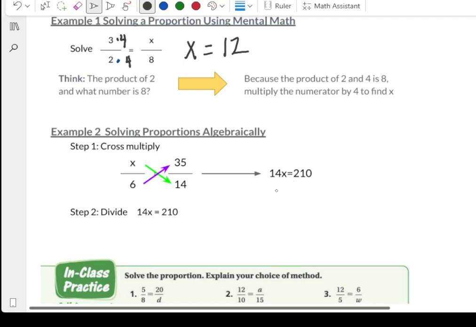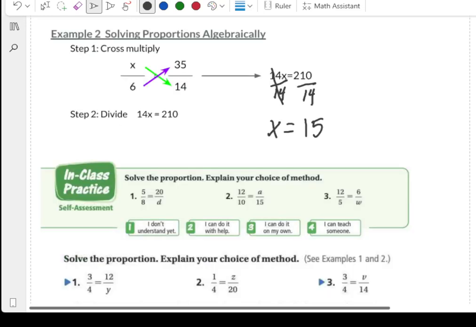So from that point, how do we get the x by itself? We divide by 14. We divide on both sides by 14. So that cancels over here. Then 210 divided by 14 is 15. So x is equal to 15. 15 makes this a true proportion.